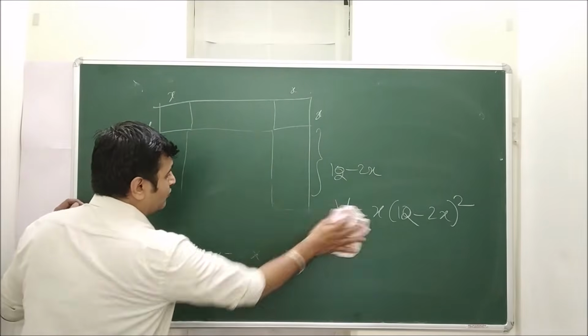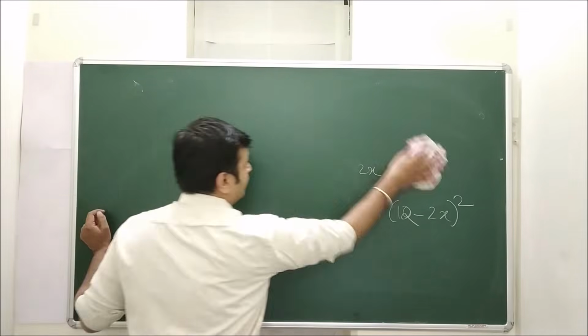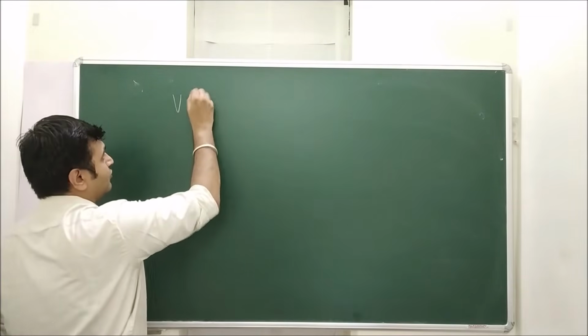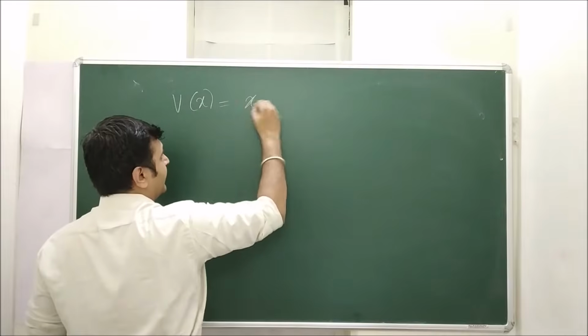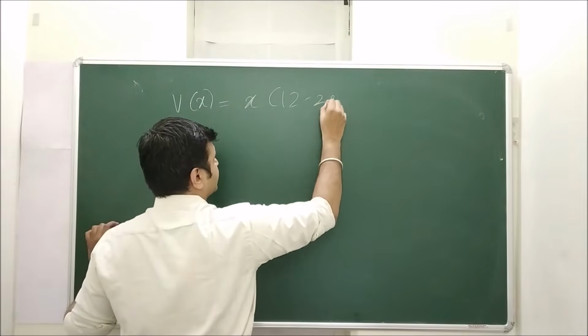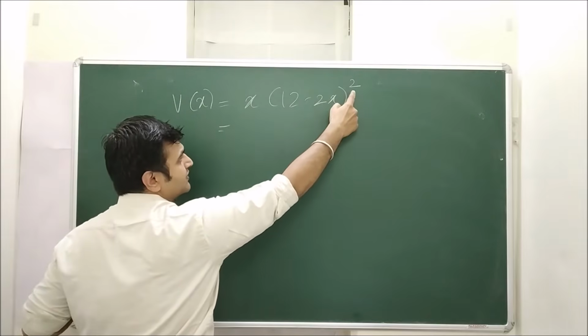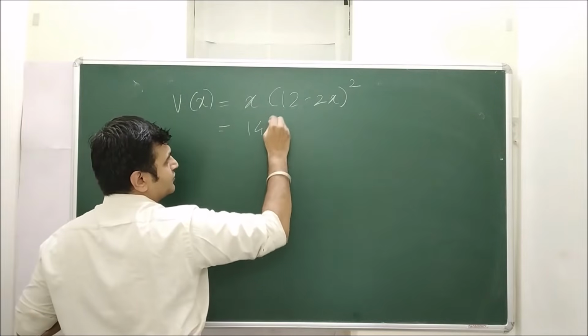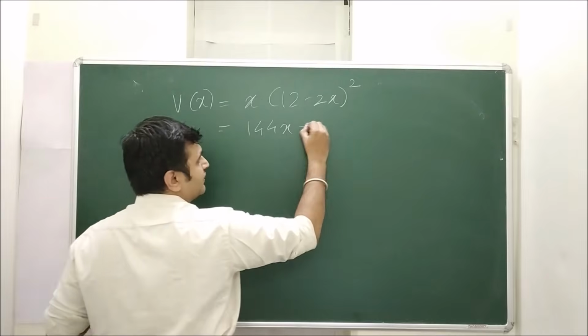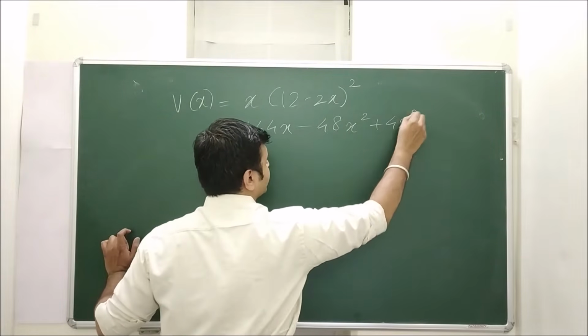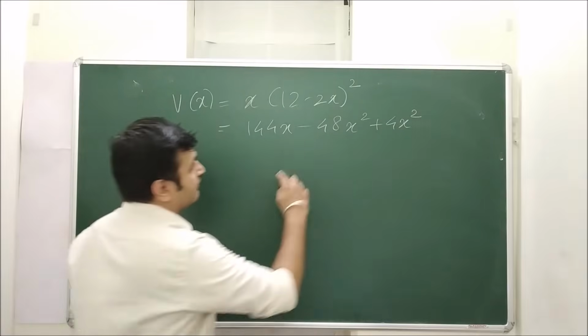Okay, good. So now I have a function which I need to optimize. So what is my function? My function is V, or I can say V of x, equals x into 12 minus 2x the whole square. Now we do the expansion, a minus b the whole square, multiplied by x. So 144x, minus 2 times 12 times 2 is 48x square, plus 4x square. Okay, it will be x cube.